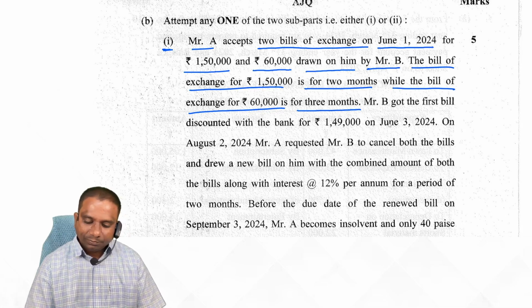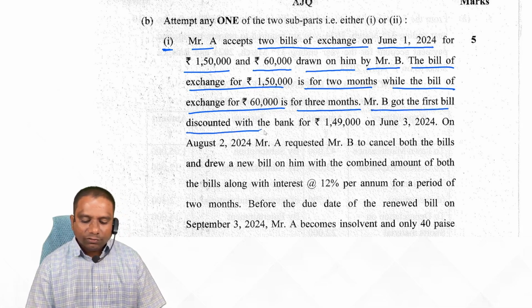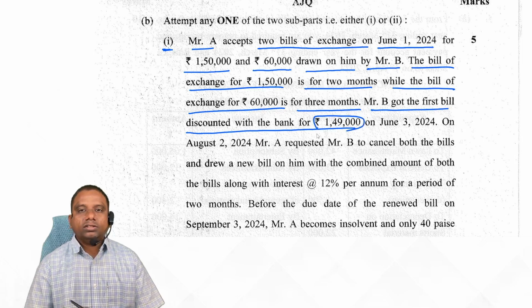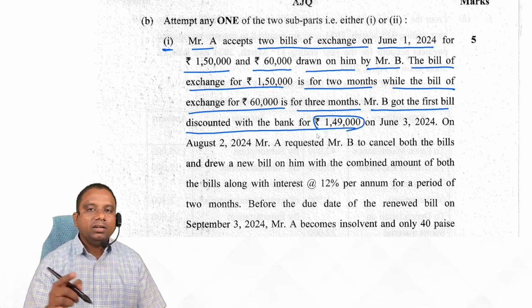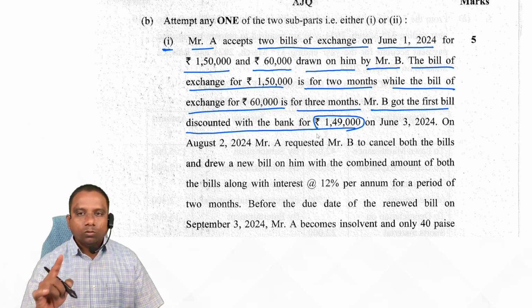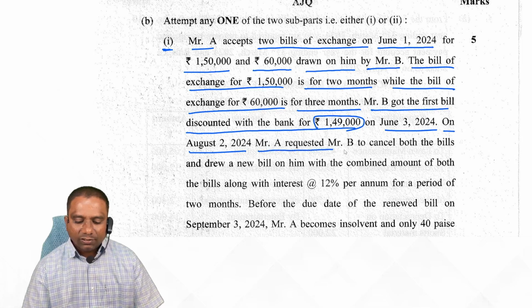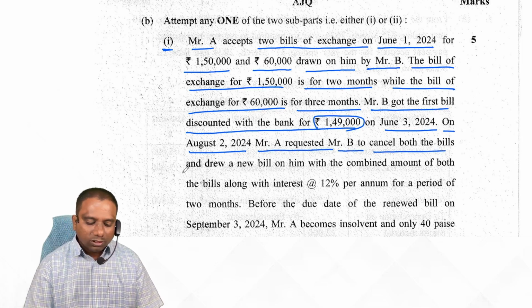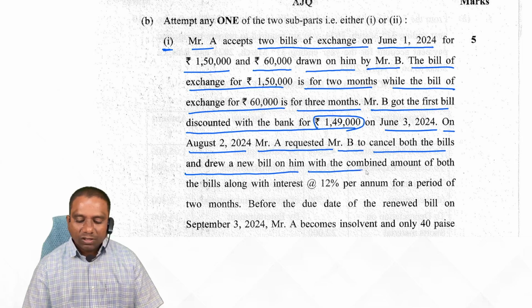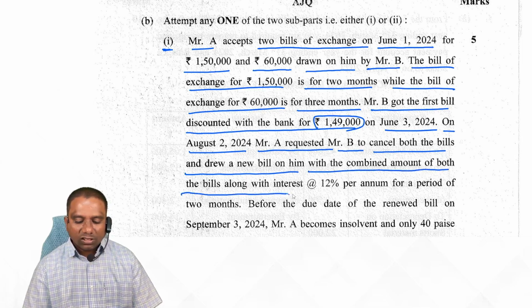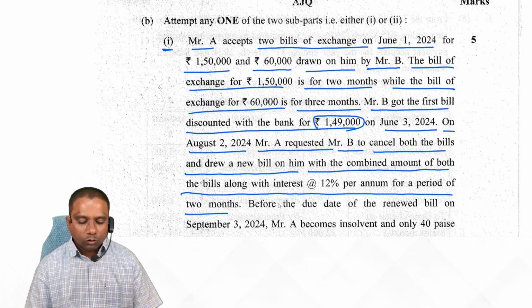Next. Mr. B got the first bill discounted with the bank for 1,49,000. Write down the entry for this. Bank account debit, discount account debit, to bills receivable number 1 account. On June 1st. On August 2, 2024, Mr. A requested Mr. B to cancel both the bills and drew a new bill on him. The combined amount of both the bills along with 12% interest for a period of 2 months.